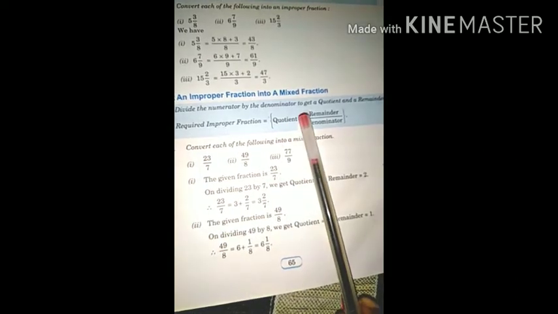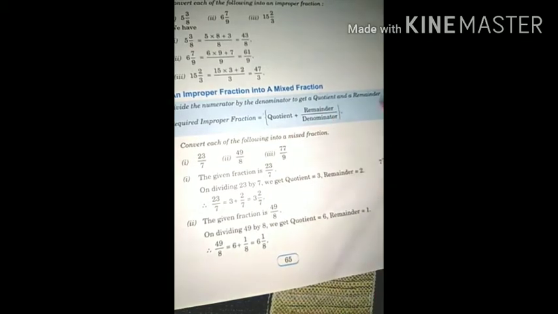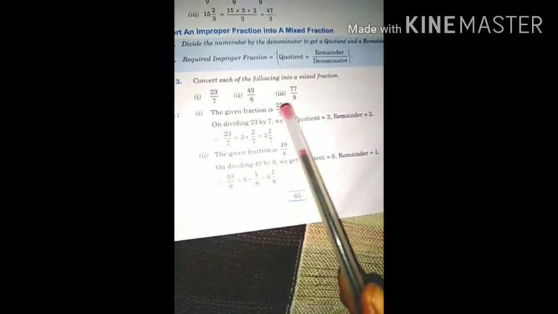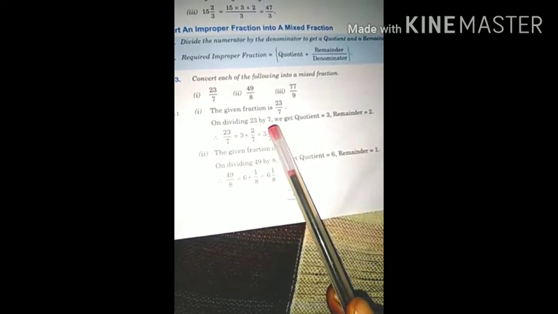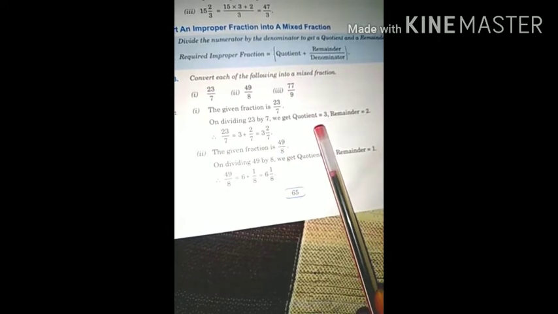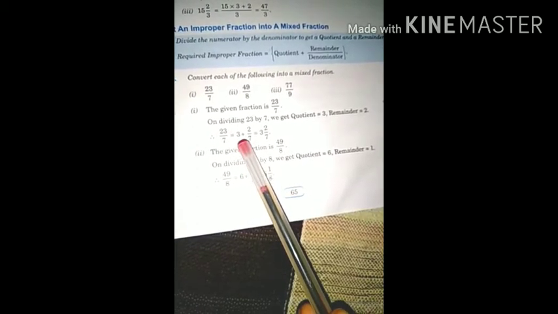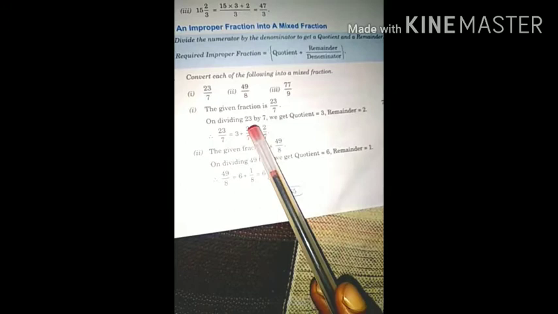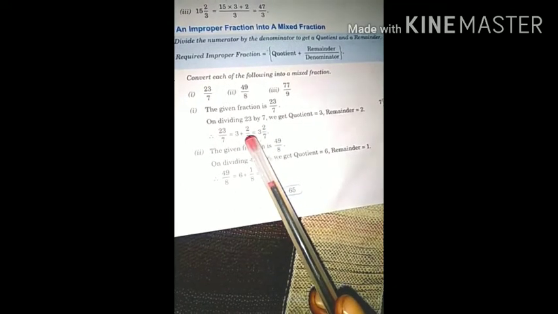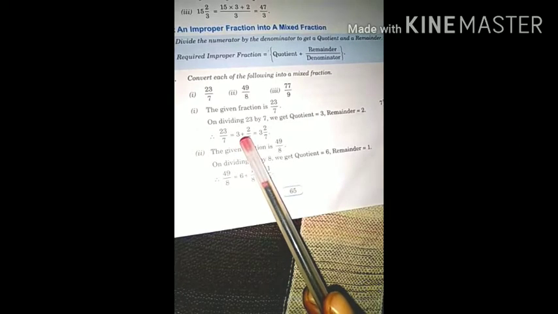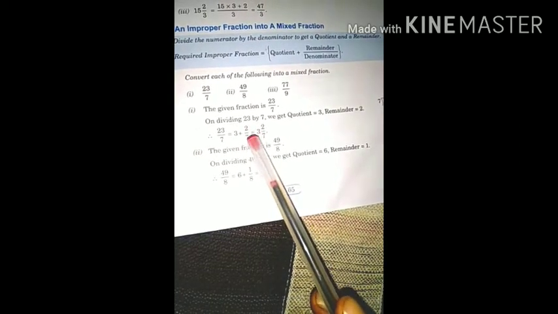To convert an improper fraction to a mixed fraction, divide the numerator by the denominator to get a quotient and a remainder. The required mixed fraction is equal to quotient plus remainder by denominator. Now convert the following into a mixed fraction: 23 by 7. The given fraction is 23 by 7. On dividing 23 by 7, we get quotient equal to 3 and remainder equal to 2. So 23 by 7 is equal to 3 plus 2 by 7. Here 2 is the remainder, the numerator is remainder by denominator, and 3 is the quotient. So 3 plus 2 by 7, that is 3 whole 2 by 7.